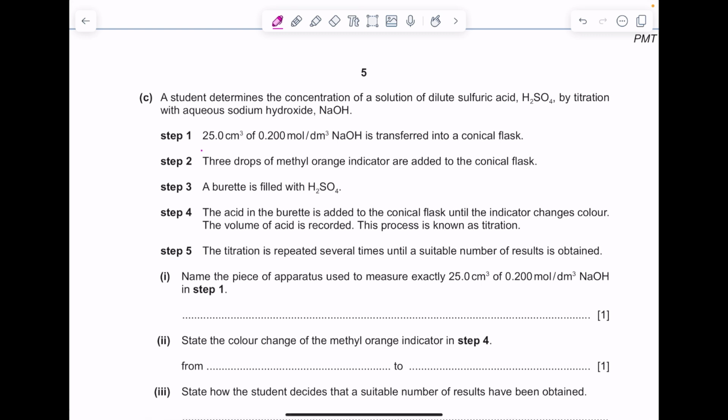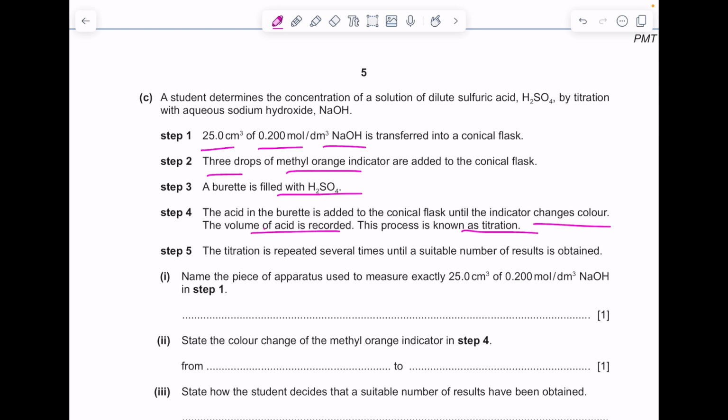25 centimeters cubed of 0.2 molar sodium hydroxide is transferred to a conical flask. 3 drops of methyl orange indicator are added. A burette is filled with sulfuric acid. The acid in the burette is added to the conical flask until the indicator changes colour. The volume of acid is recorded. This process is known as titration.